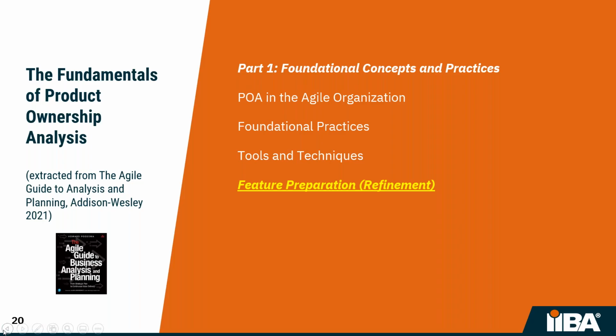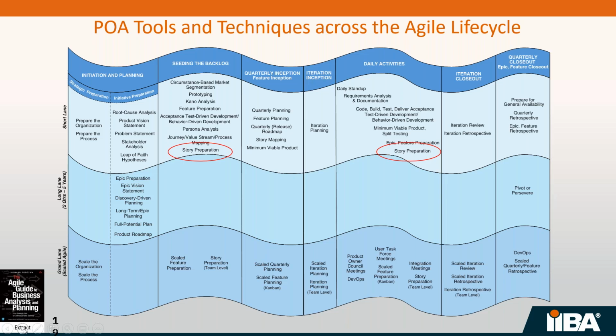Going from left to right are something I call activity zones. So can we go back to that? Our activity zones. These represent, it's not a waterfall approach, but they represent periods of time where the focus is on one thing versus the other. So we go from initiation and planning, which is all about getting new product development started, to seeding the backlog, which is determining what are going to be the most interesting features to work on. After that is quarterly inception. So all of that happens at the beginning of a whole new product or a big major change to a product over a long period of time.